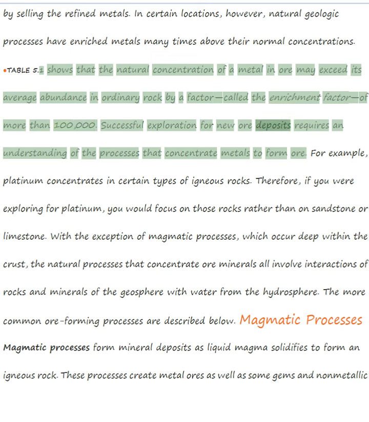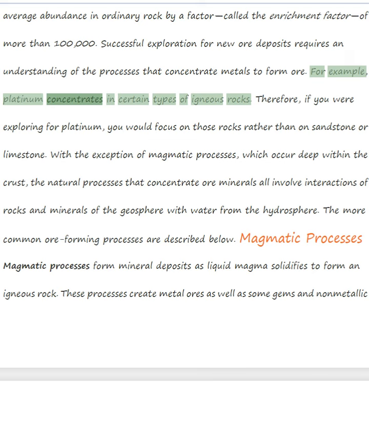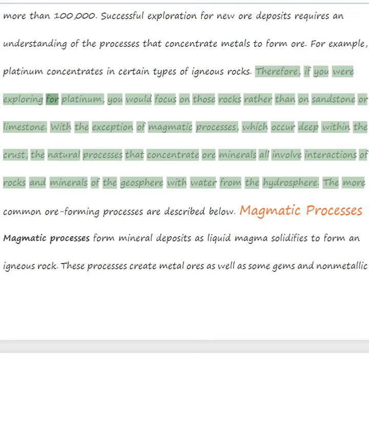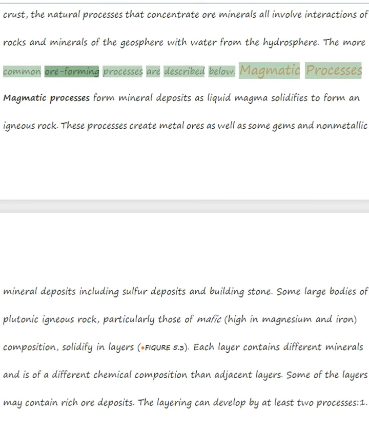Successful exploration for new ore deposits requires an understanding of the processes that concentrate metals to form ore. For example, platinum concentrates in certain types of igneous rocks. Therefore, if you were exploring for platinum, you would focus on those rocks rather than on sandstone or limestone. With the exception of magmatic processes, which occur deep within the crust, the natural processes that concentrate ore minerals all involve interactions of rocks and minerals of the geosphere with water from the hydrosphere. The more common ore-forming processes are described below.